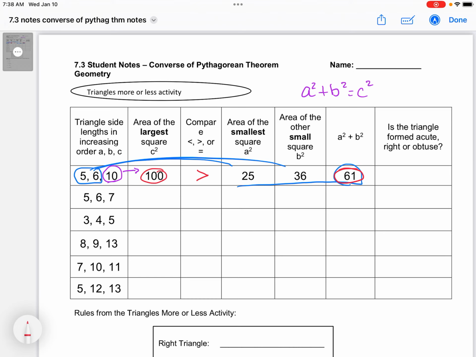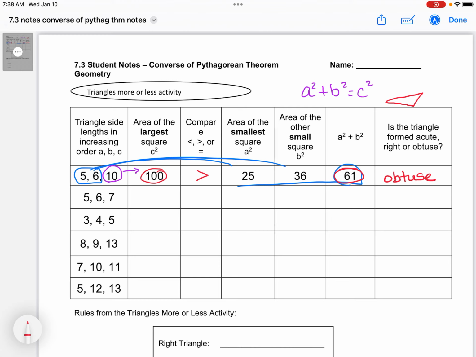But since the long side squared is way bigger than the other two sides squared, then we have an obtuse triangle. And I can kind of envision it in my head. If 10 is long and 5 and 6 are short, they're going to end up being spread into an obtuse angle. If that makes sense.